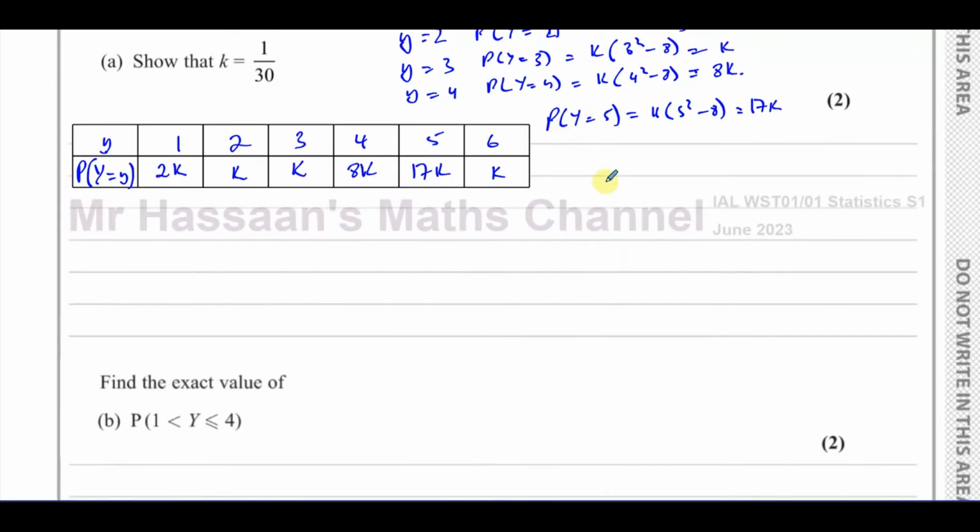Now what we should know is that the sum of all the probabilities is going to be equal to 1. So if I add up 2k plus k plus k plus 8k plus 17k plus k, that should all give me 1. So that's 2 plus 2, that's 4, 12, 29. 29 plus 1 is 30. That's 30k equals 1. Therefore, we can say k equals 1 over 30, and that's what we had to show.